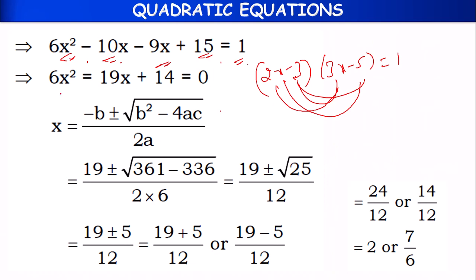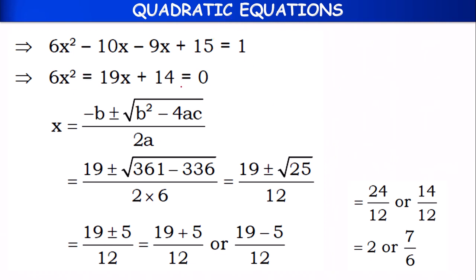So here we have 6x square minus 10x minus 9x, equal to minus 19x. It is not equal to plus, children, it is minus 19x. Plus 15. If 1 comes this side, it will become minus 1. 15 minus 1 equal to 14.